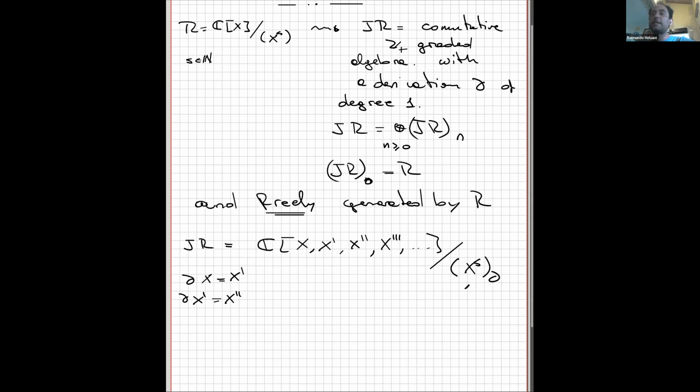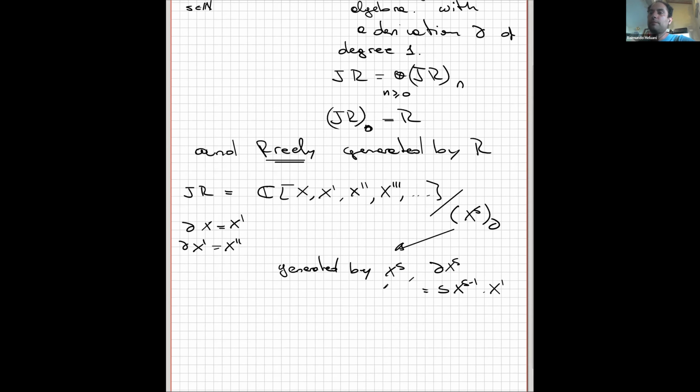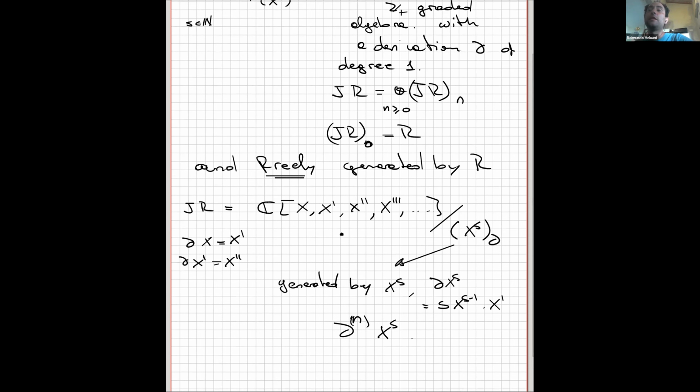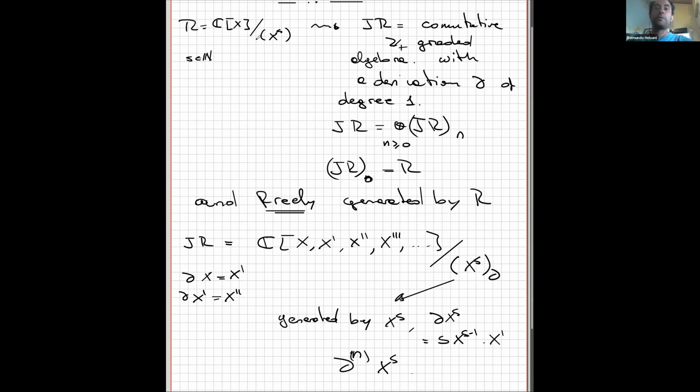So this ideal is generated by X to the S, the derivative of X to the S, and you guess what it is: S times X to the S minus 1 times X prime, and so forth, and all the derivatives. Okay. So that's explicitly the arc space of this fat point.